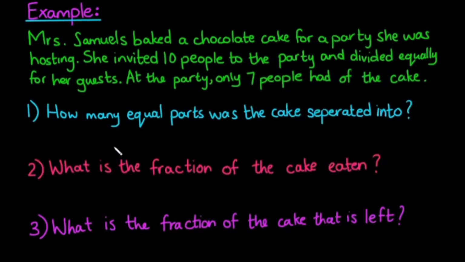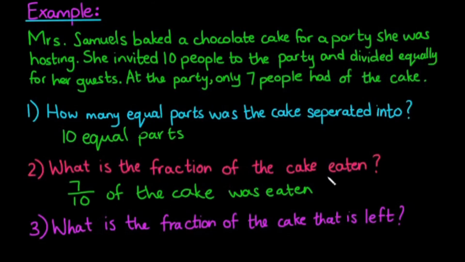Number 1 asks us how many equal parts was the cake separated into. So if she's dedicated the cake only to her guests, this means that the cake will be separated into 10 equal parts. Number 2 asks us what is the fraction of the cake eaten. If only 7 people out of the 10 people ate the cake, that means that 7/10 of the cake was eaten. The last question asks us what is the fraction of the cake that is left. So if 7/10 have been eaten and there are 10 equal parts, 10 minus 7 is going to give me an answer of 3, which means my fraction will be 3/10 of the cake is left.